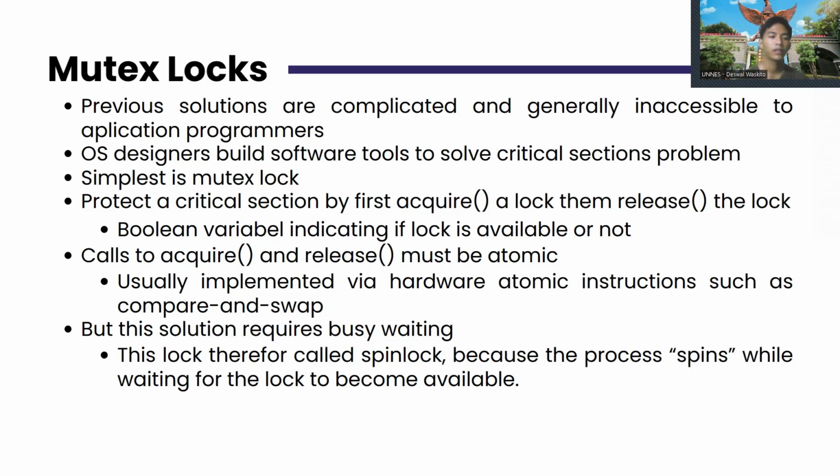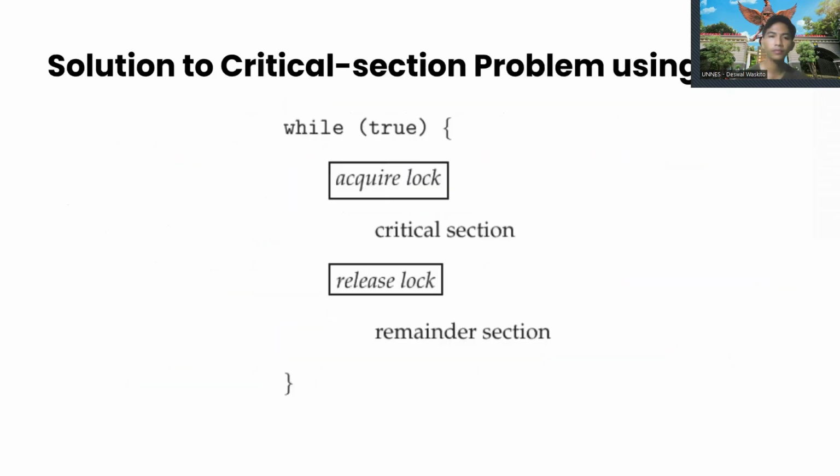But this solution requires busy waiting. What is busy waiting? This lock is therefore called a spin lock, because the process spins while waiting for the lock to become available. Okay, this is the solution to the critical section problem using a lock.